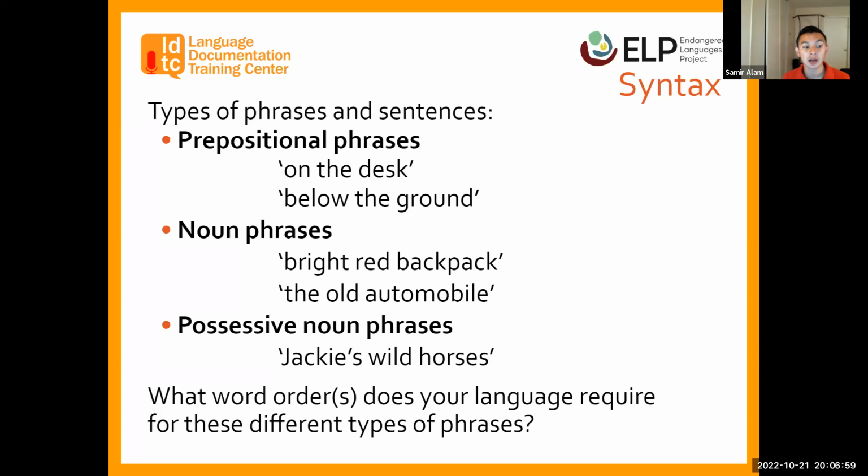Noun phrases, like bright red backpack. This is all one noun, one type of backpack or one description of a backpack. The old automobile is talking about one automobile, but it has more than one word in the noun phrase. It has a determiner and an adjective. Possessive noun phrases have possession, right? So Jackie's wild horses has information about who owns the noun.